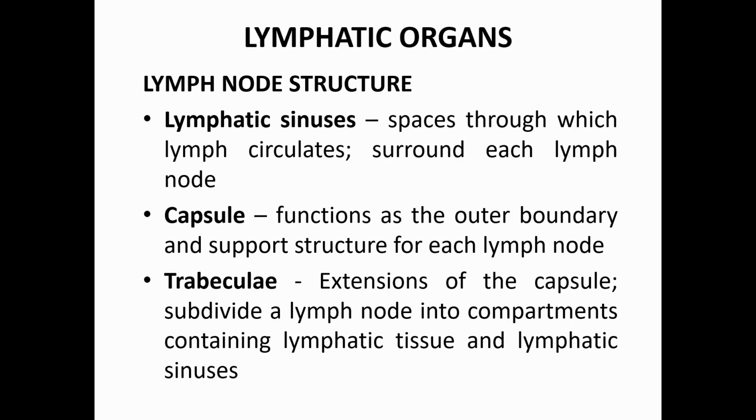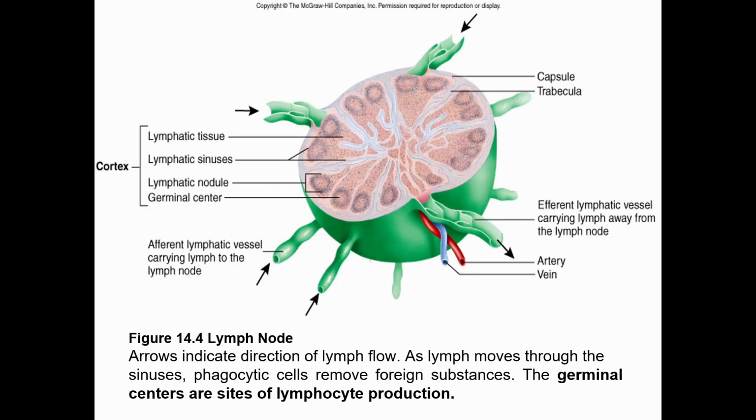The capsule functions as the outer boundary and support structure for each lymph node. And you have your trabeculae, which are extensions of the capsule which subdivide a lymph node into compartments containing lymphatic tissues and lymphatic sinuses. So this is the anatomical view of your lymph node.